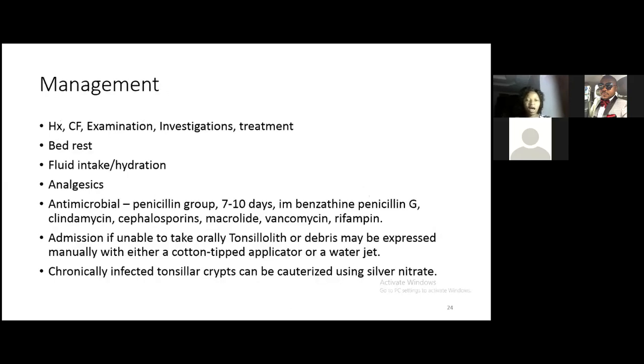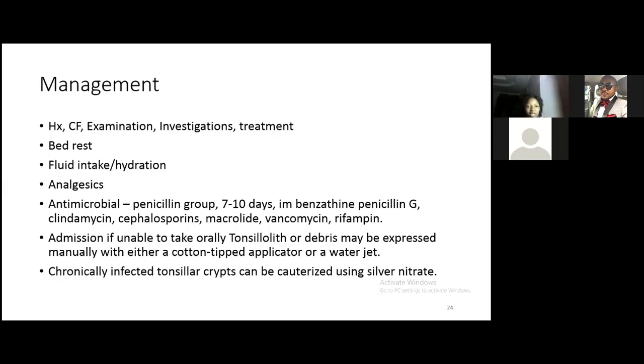So how do we manage adenotonsillar diseases? Now, the management depends on the types I've discussed earlier. So first of all, you take the history. History is very important. Depending on the history, you'll be able to classify the disease as acute, recurrent, or chronic, or maybe as a hypertrophic disease, or maybe a malignancy.